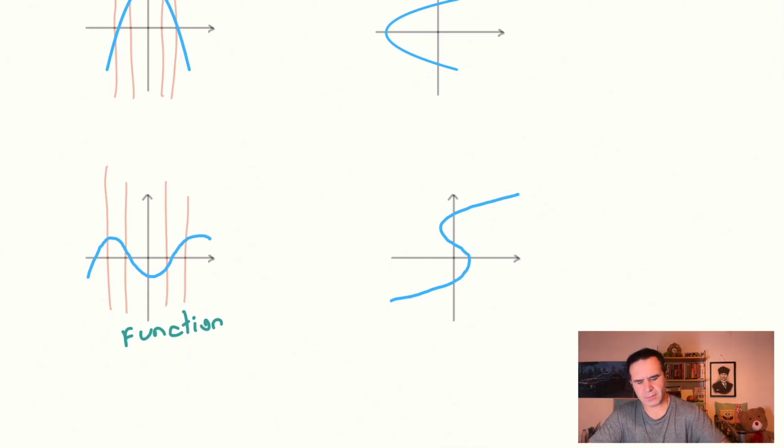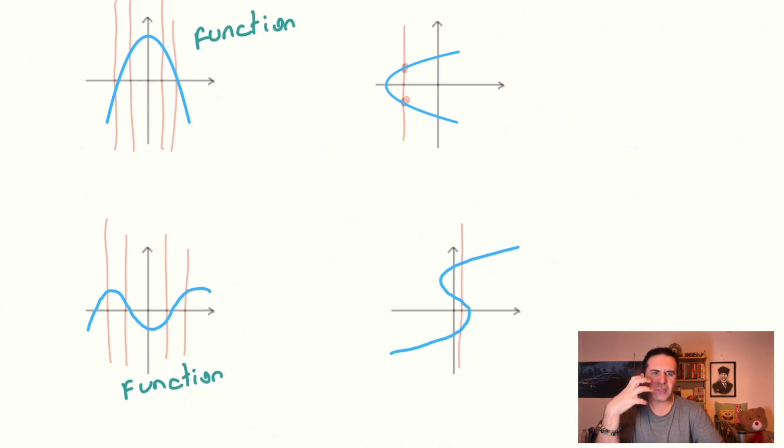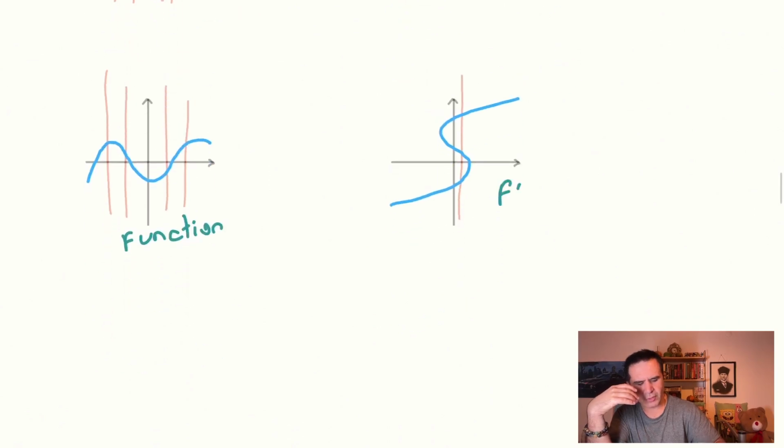But if you draw lines from here, you see the line touches the graph 2 times, and for this line it touches the graph 3 times. Since a vertical line crosses the graph at more than one point, it fails the vertical line test and cannot be considered a function. So this fails to be a function, and also this fails to be a function.